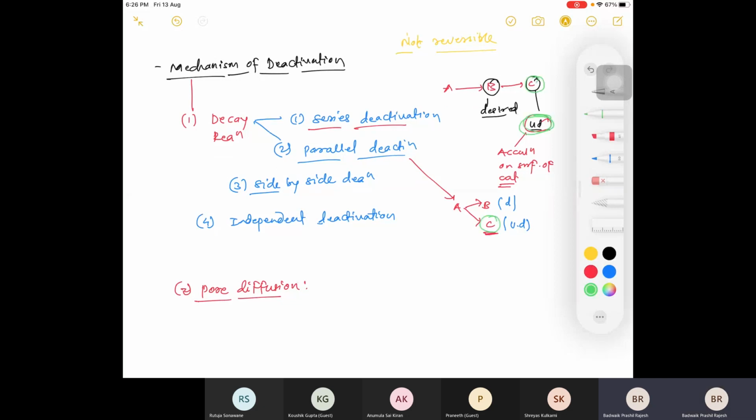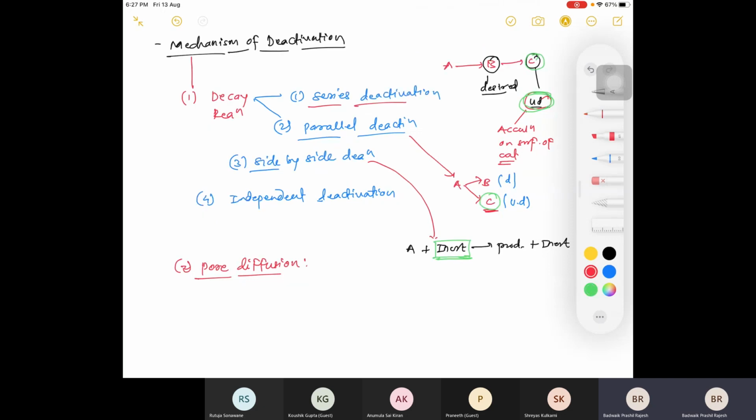In case of side by side deactivation, there will not be any third component produced in the reaction. Suppose I have A as a reactant and there is inert in the system, and A gives you product, plus there will be inert, because you know inert will not react. If this inert is depositing on the surface of the catalyst, then it is called side by side deactivation.